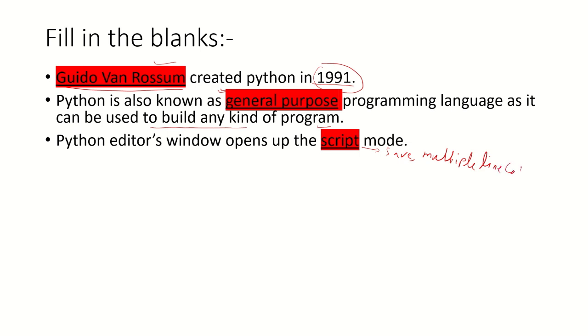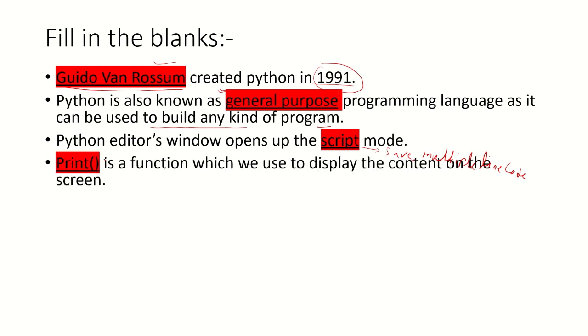Okay, so these all are the features of script mode. Now next one, print function. Print is a function which we use to display the content on the screen. Whenever we use print, we have to use this bracket. That shows that print is a function. Whenever we write it in our program, we will write this p in small letters, because if you write it in capital letter, then it will be treated as a different thing, not as the print function, and it will not give you output.